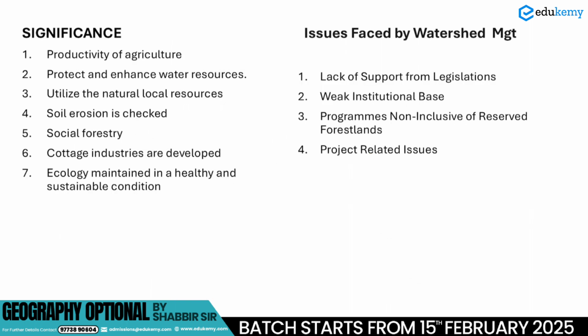Another is, let's see what are the significance and issues that are faced by the watershed management program. First is the productivity of agriculture. Yes, the areas which have properly managed the integrated watersheds have seen an increase in agriculture productivity. The best example is Ralegaon Siddhi in Maharashtra, a village where, because of better conservation, check dams, percolation tanks and better integrated watershed management, they have managed to increase their agriculture productivity. Next is protect and enhance water resources.